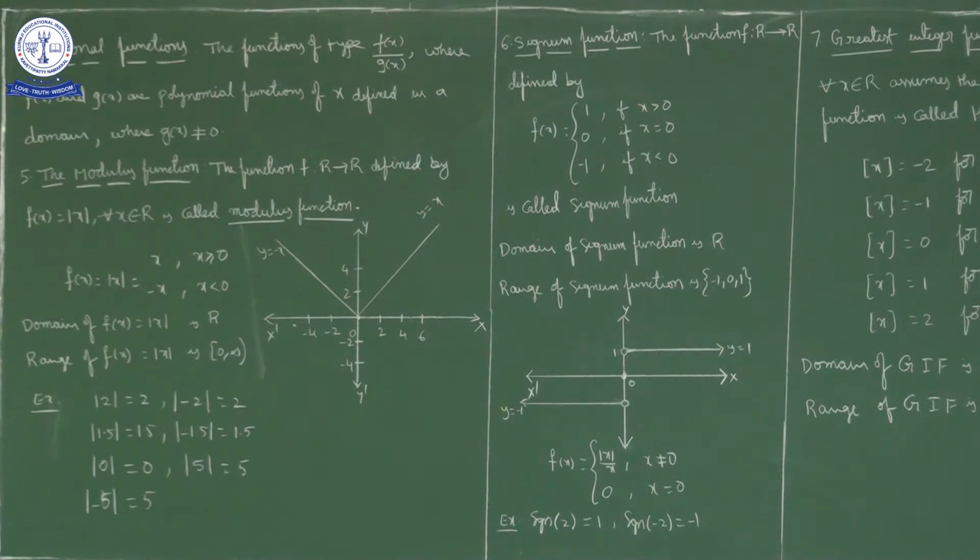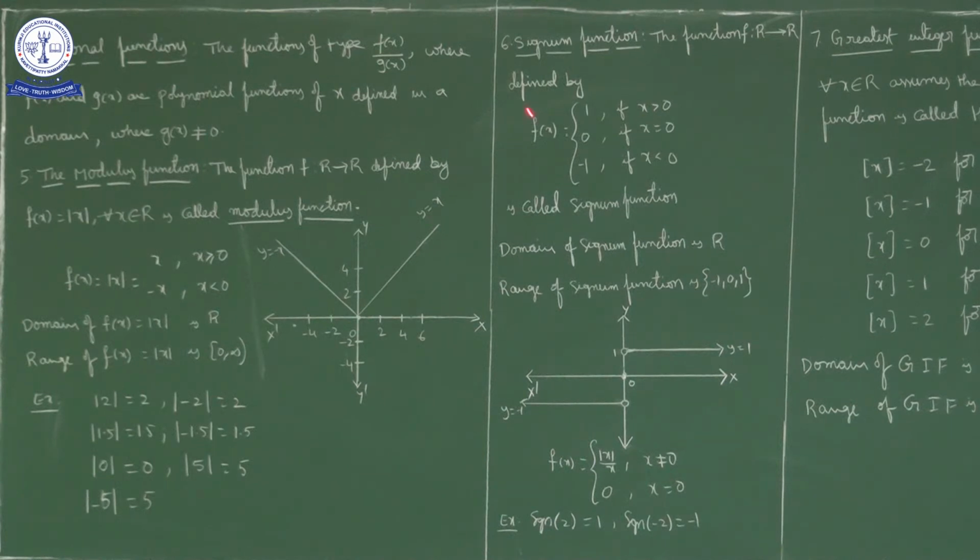Next function, Signum function. A Signum function, a function f from R to R, these are real functions, defined by f of x is equal to 1 for x positive, f of x equal to 0 for x equal to 0, f of x equal to minus 1 for x negative. How is it defined? f of x is equal to 1 for x positive, f of x equal to 0 for x equal to 0, f of x is equal to minus 1 for x less than 0. This is called the Signum function.